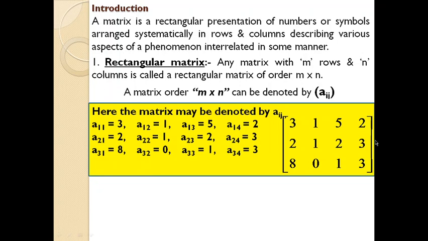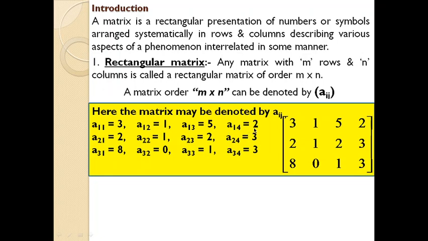Next one, 1. How are we going to represent it? It is known as A12. A1 means first row. Here 1 is in the first row but it is in the second column. That is why A12. Next one, 5. 5 is in the first row but it is in the third column. So it is represented by A subscript 1 3 equal to 5. Next one, 2. It is in the first row but it is in the fourth column. So it is represented by A14.